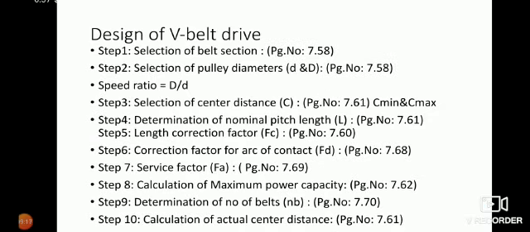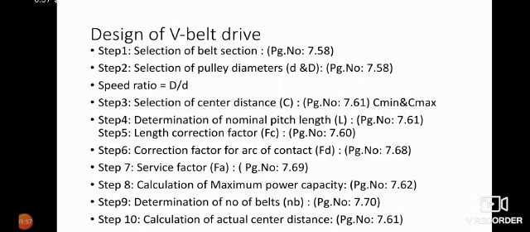Design of V belt drive. Step 1, selection of belt section, page number 7.58. Step 2, selection of pulley diameters D and d using the speed ratio D by d. Step 3, selection of center distance, page number 7.61. Step 4, finding the nominal pitch length, page number 7.61. Step 5, length correction factor, page number 7.60. Step 6, correction factor for arc of contact, page number 7.68. Step 7, service factor, page number 7.69. Step 8, calculation of power capacity, page number 7.62.